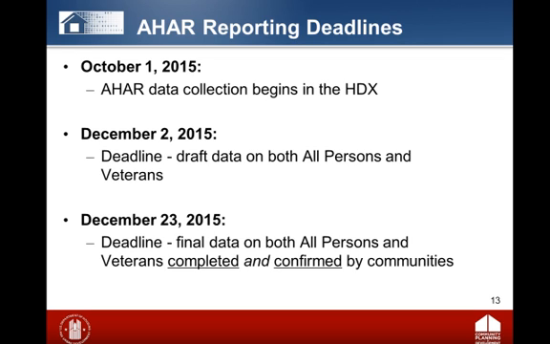December 23rd, 2015 is the final deadline for data on both all persons and veterans. For the final deadline, data submissions must be completed and confirmed by communities. Data collection is often an iterative process, and successful communities often submit data well before these deadlines.